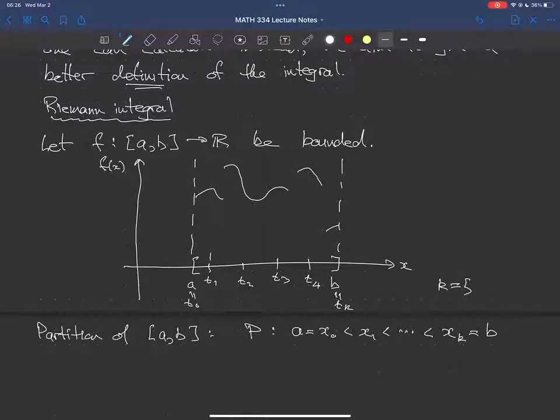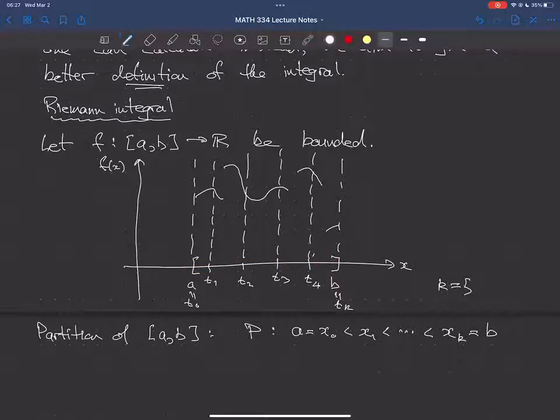Now, corresponding to a partition P, I'm going to define two functions. And these functions are going to be piecewise constant. This means that on each of the intervals of my partition, because my partition divides up the interval AB into 1, 2, 3, 4, 5 subintervals, I'm going to define two functions, each of which is constant on each of these subintervals.